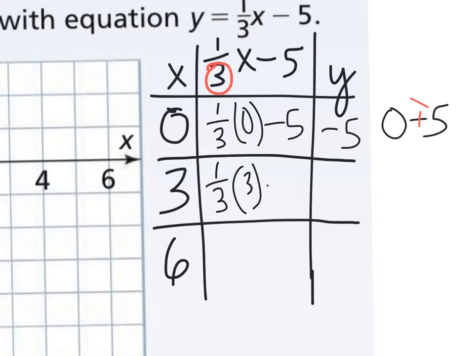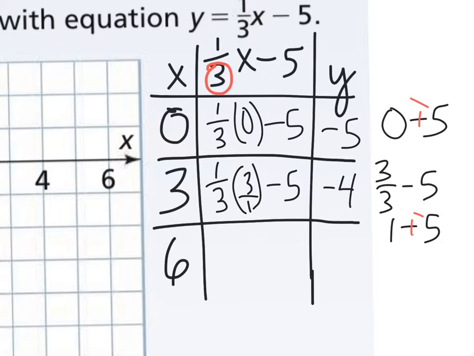If you put a 3 in, that's like 3 over 1. So 1/3 times 3 over 1, that would be 3/3, which is the same as 1. So that's 1 minus 5. Add the opposite if you want, is going to be negative 4.